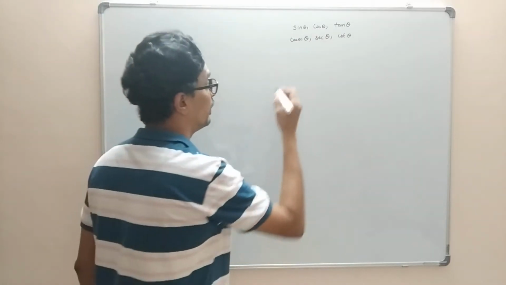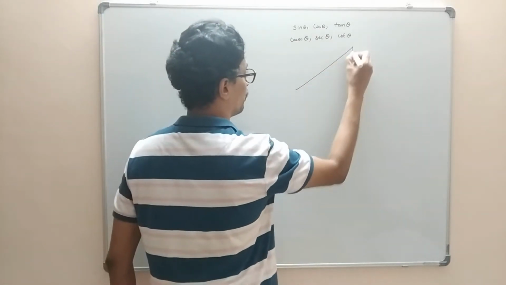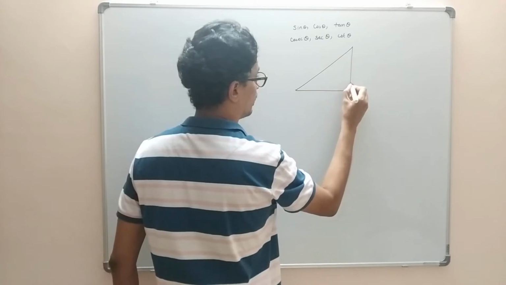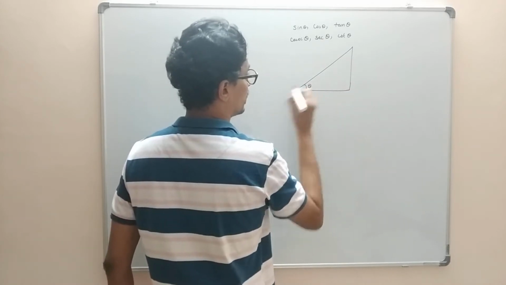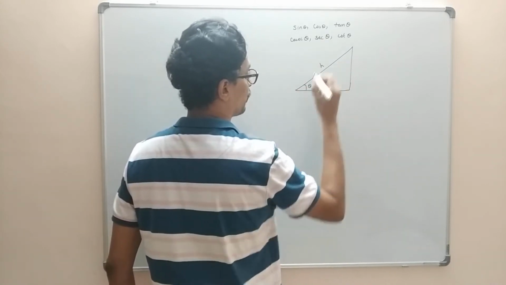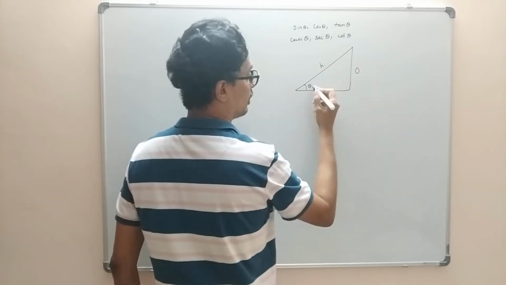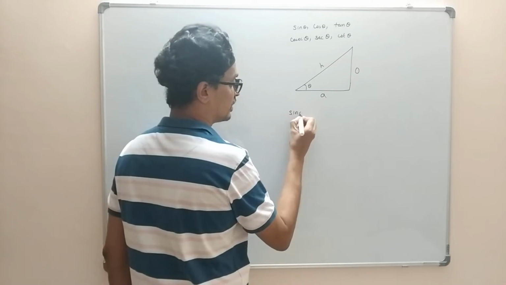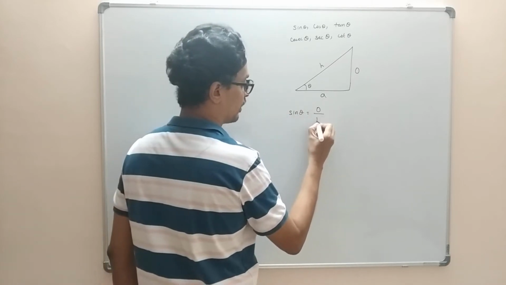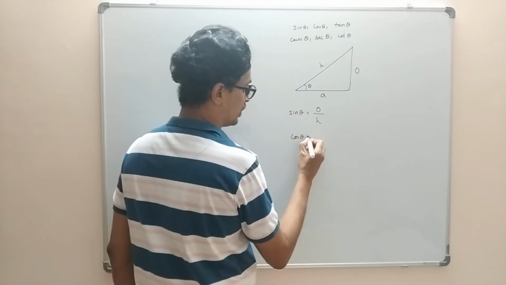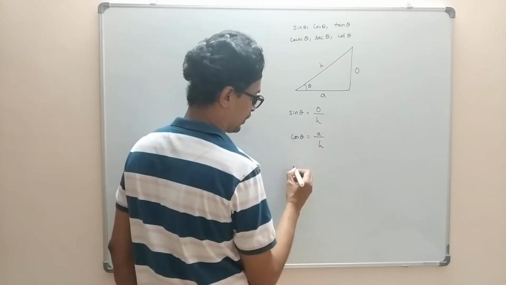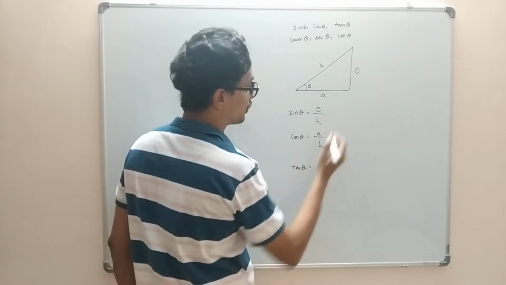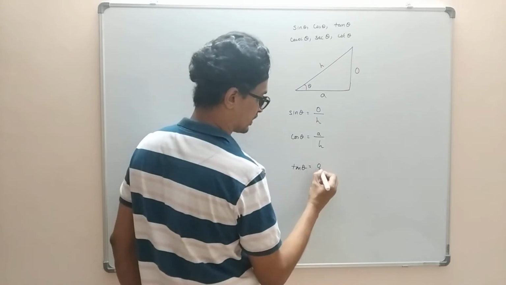Okay. How did we define these trigonometric ratios? We have a right angle triangle. So let this angle be theta. Then I will call this the hypotenuse. This is the opposite side, opposite angle theta, and this is the adjacent side. And then we have sine theta equal to opposite side by hypotenuse, cos theta equal to adjacent side by hypotenuse, and tan theta equal to opposite side by adjacent side.